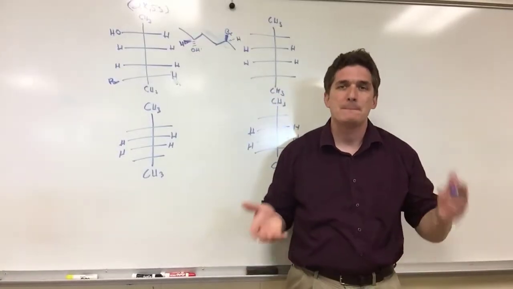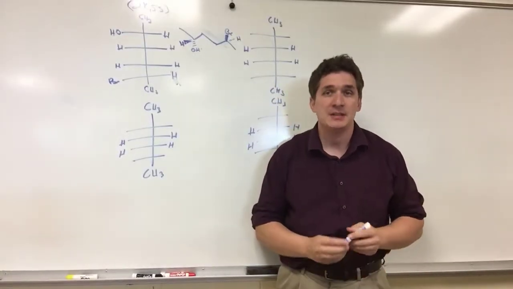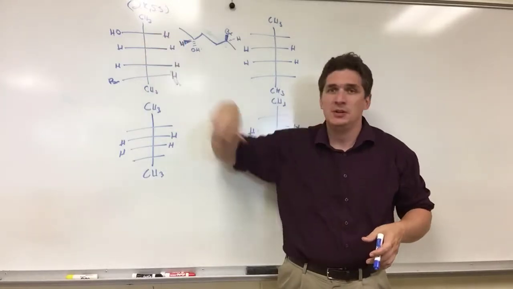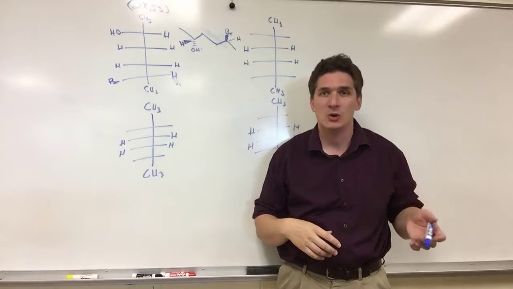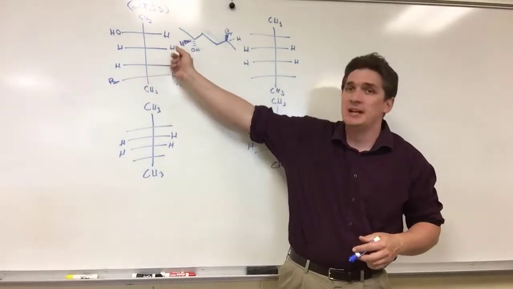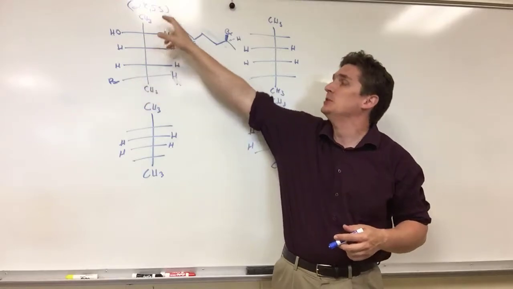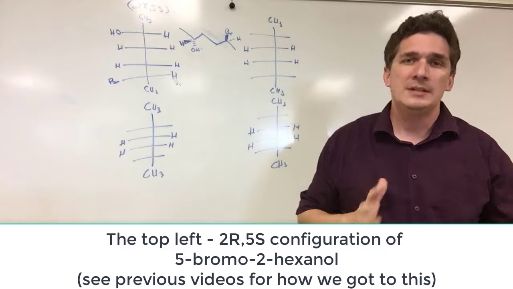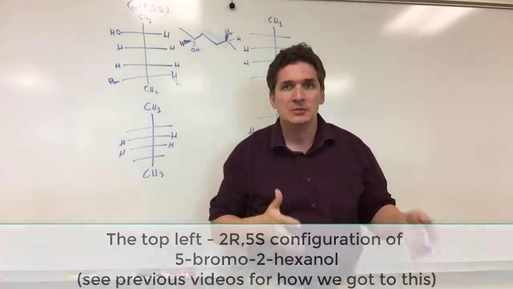Now, the power of the Fischer projection. It is fantastic for working with chirality. In the previous video we worked on this 5-bromo-2-hexanol, and when we have this wedge-dash notation, go see the previous video, we end up with 2R, 5S for the chiral centers. So, what does it look like when you look at an enantiomer with a Fischer projection?